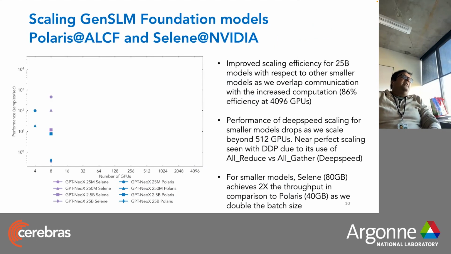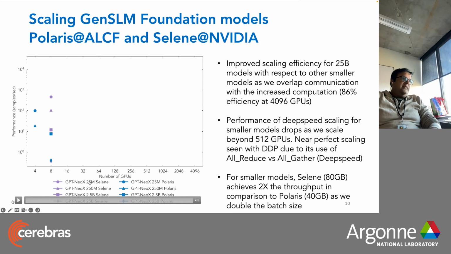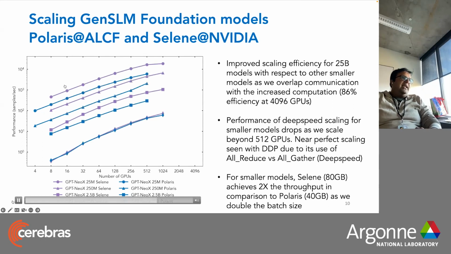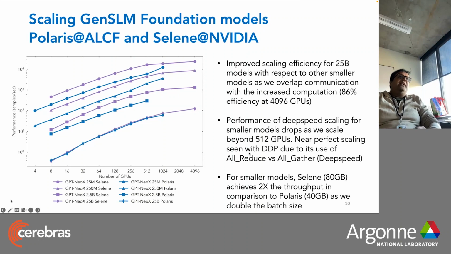In terms of scaling, what I want you to observe here is what happens with respect to each of the models with the number of parameters. These are foundation models that were scaled on Polaris and Selene. You can see that we've seen almost linear scaling with the number of parameters. At the end of the day, the larger models are the ones that show better scaling with respect to the communication overlap. And then the performance of the DeepSpeed scaling actually drops as we scale to 512 GPUs. That can be avoided if you use DDP directly from PyTorch.